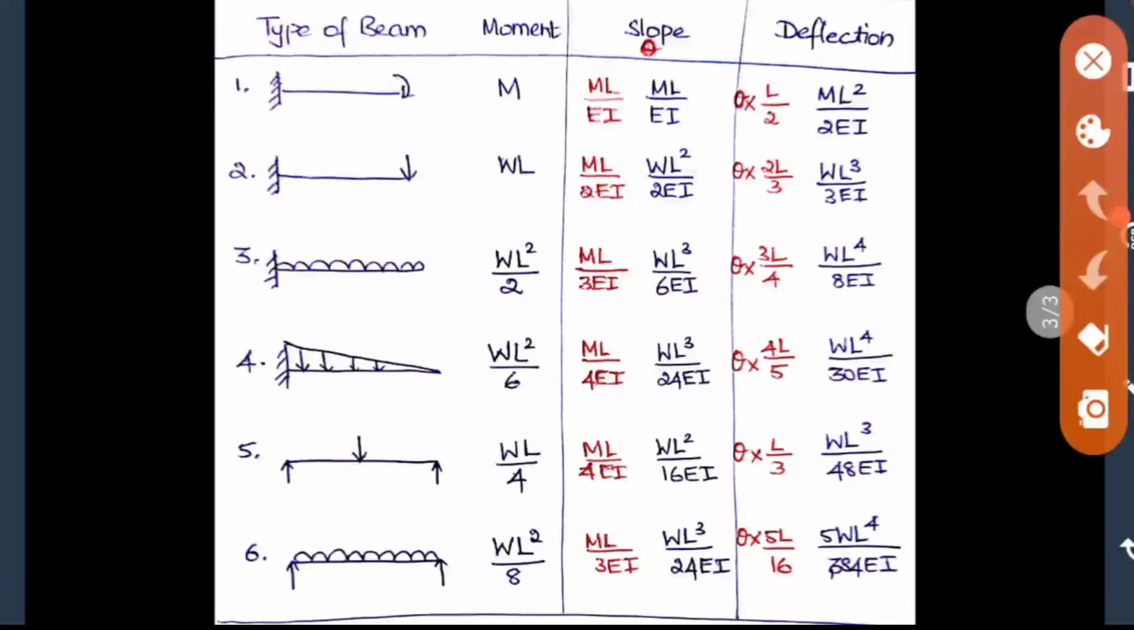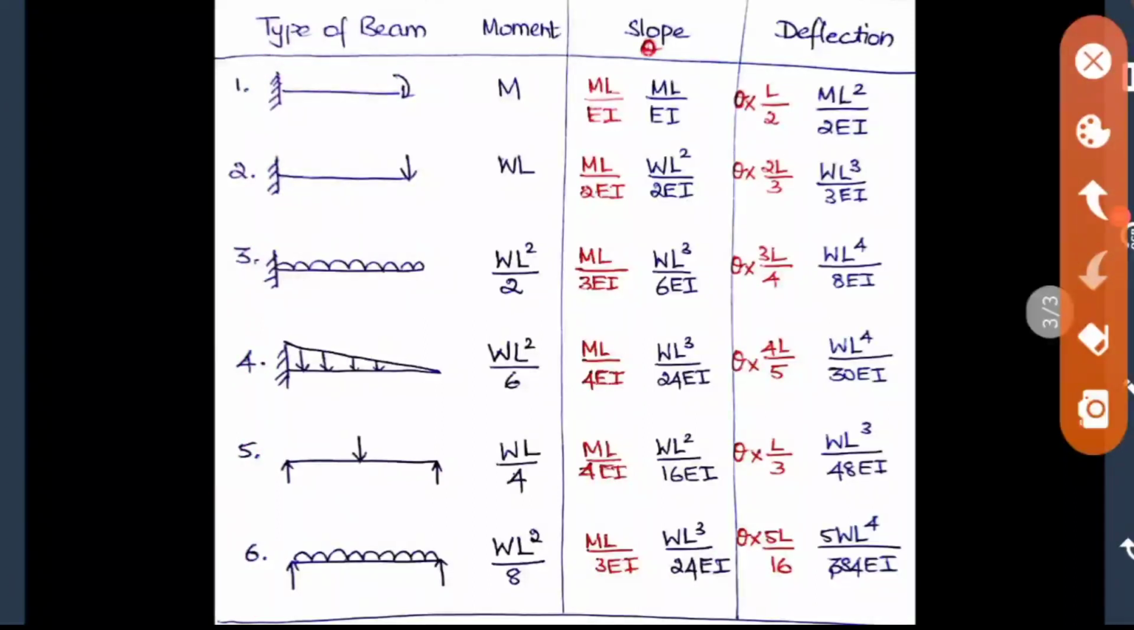First let me tell you the order of the beams. This is important so that the trick will work here. The first one is a cantilever beam. The first 4 are cantilever only, and the last 2 are simply supported. Studying these 6 beams is very much enough for the exams.